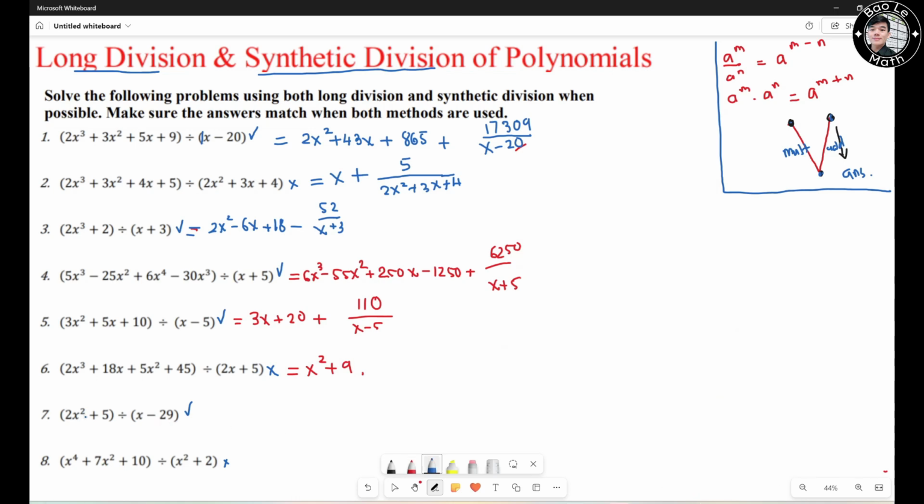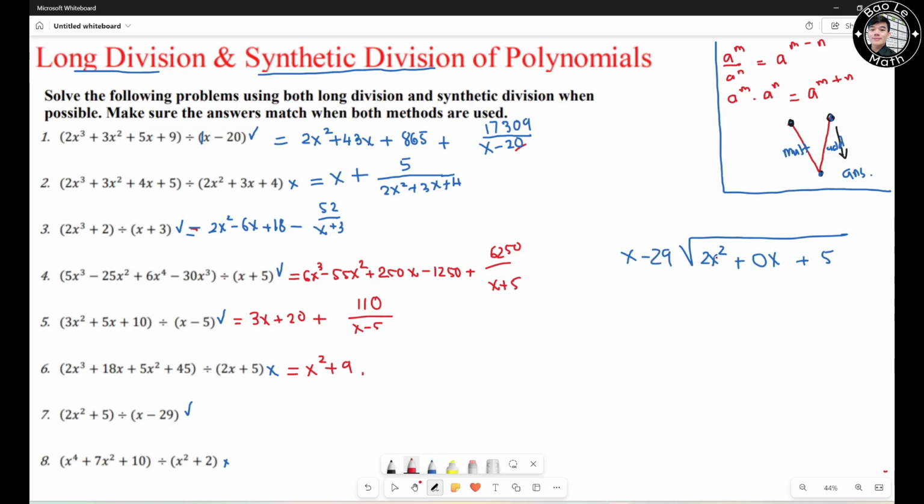Let's move on to question number 7. Alright, we do long division first. So it could be 2s squared. This is the highest power. There is no s term, so we need to make it up. It could be 0s, and the constant should be 5. Now this is divided by s minus 29.